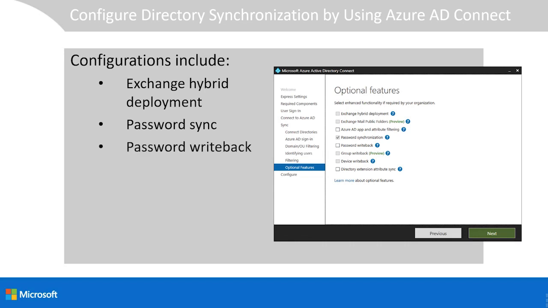Password Writeback. This option lets users change their passwords in the cloud and have the changed password synced back to the on-prem Active Directory instance. Group Writeback. This causes changes to Azure AD groups to be written back to the on-premises AD instance.